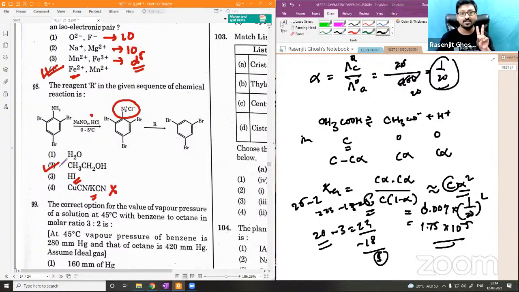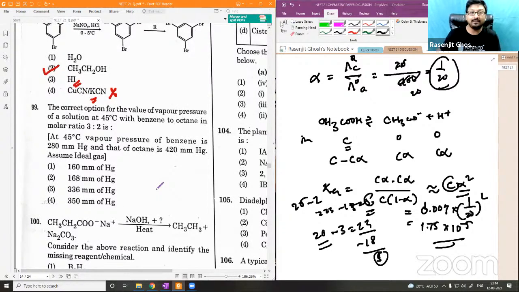There are two reagents actually. One is ethanol and the second is phosphoric acid. You have to remember this one. Both of these reagents replace the diazonium salt by a hydrogen.